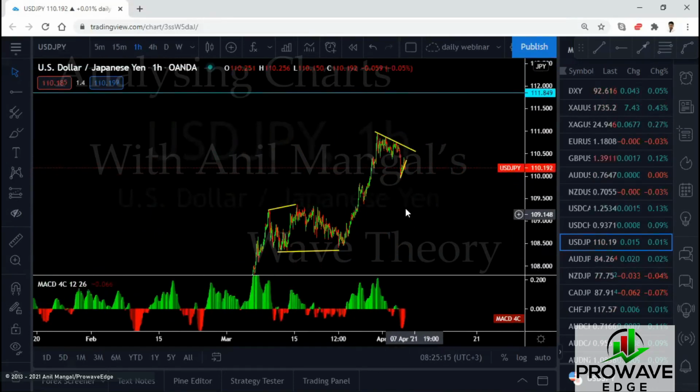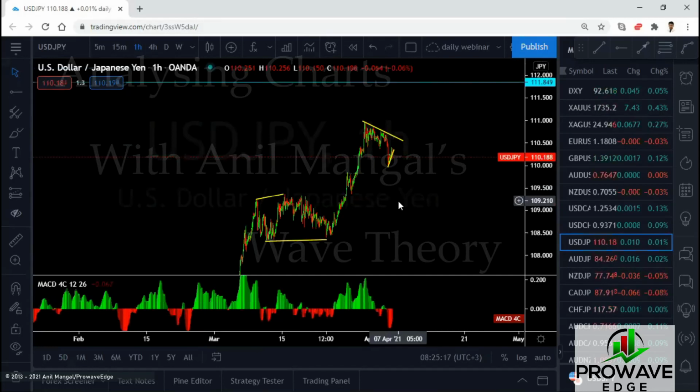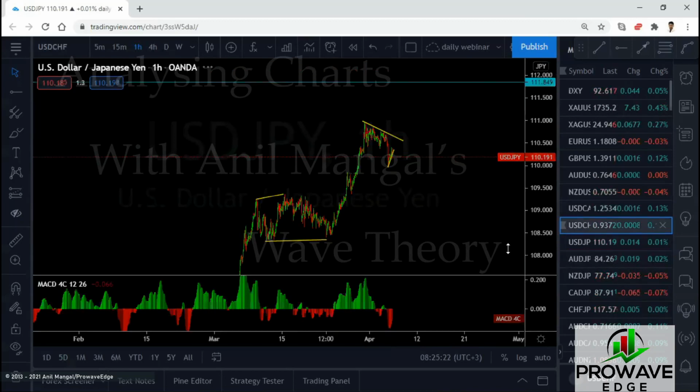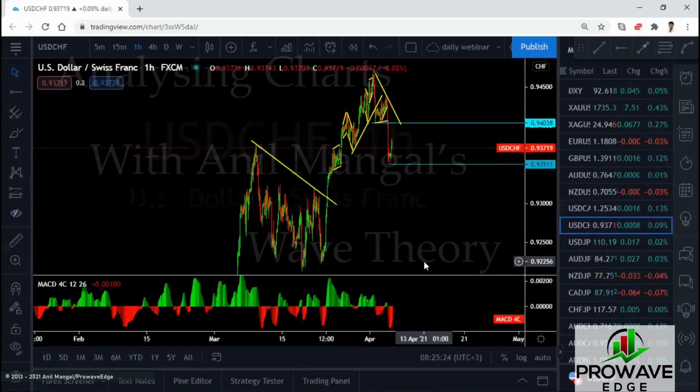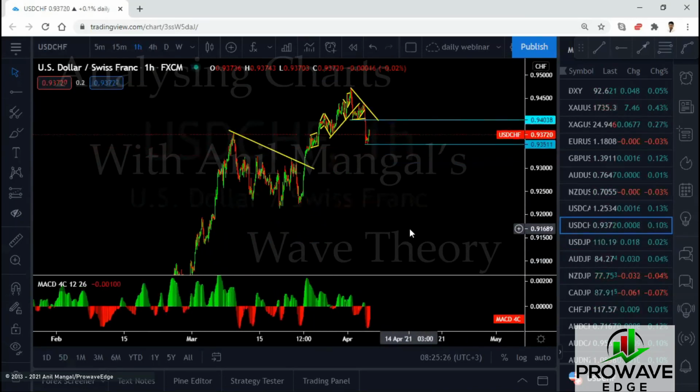So this deeper correction, just correction. That's it. This move down is a corrective structure. The move down on the Swiss is an impulsive structure. Now that's the difference. If you understand the difference of those two, how we're looking at those two. If this move goes down the way we think it's going and where it's going, it should go impulsively. The yen is in a corrective structure.